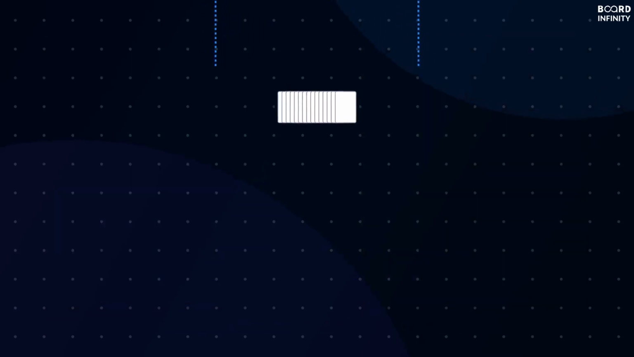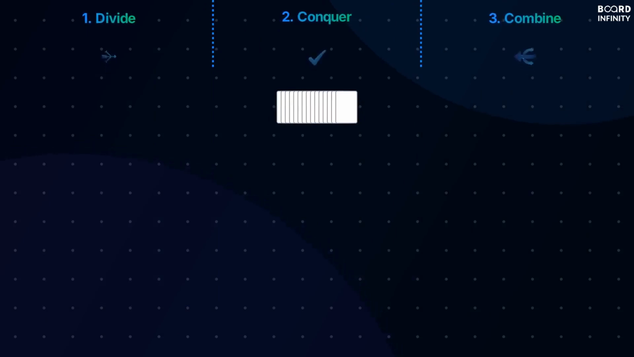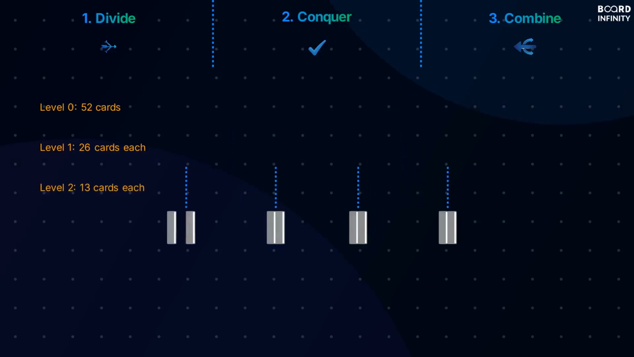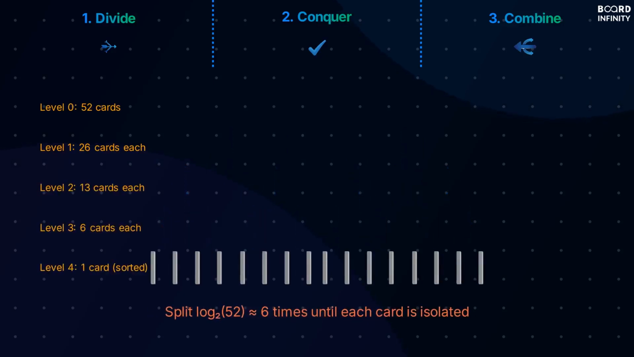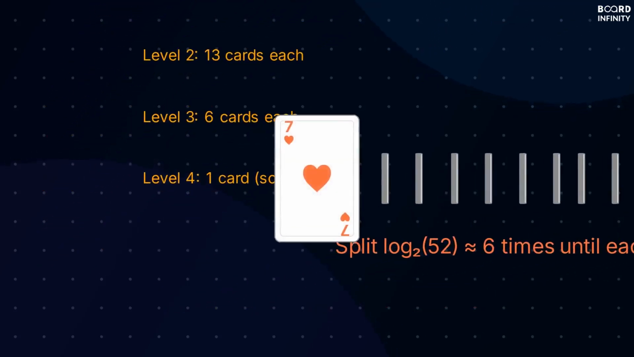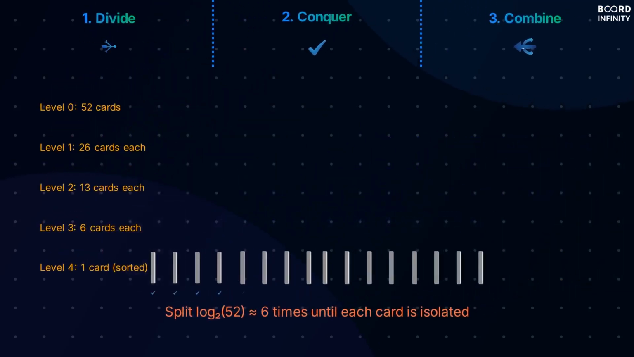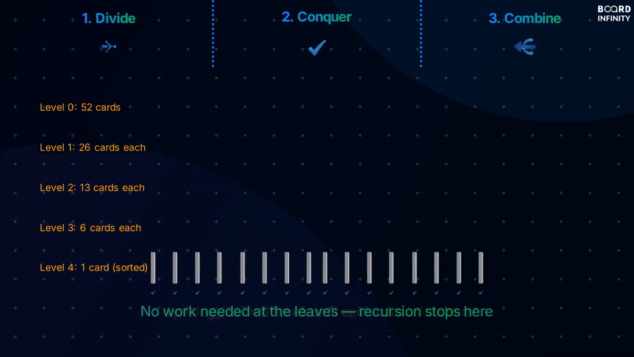So how does divide and conquer actually work? Let's walk through it with our deck of cards. The strategy has 3 steps: divide, conquer, and combine. First, you split the deck in half. Then you recursively split each half until you're left with individual cards. And a single card is already sorted, so that's your base case. This phase confirms that once elements are isolated, they are inherently sorted. No further processing is needed at this level, as the smallest units are our starting point for combining.